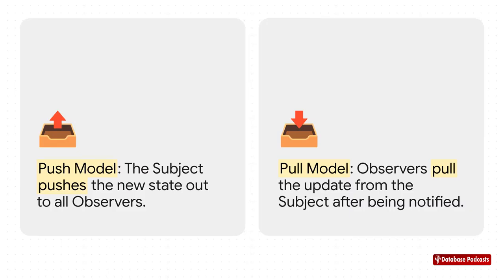Now there is a key choice to make here. How do those notifications work? You could use a push model, where the subject sends out all the juicy details about the change in the notification itself. Or you could use a pull model, where the subject just sends a quick heads up like, hey, something's different, and it's up to each observer to then ask for the specific information it actually needs.